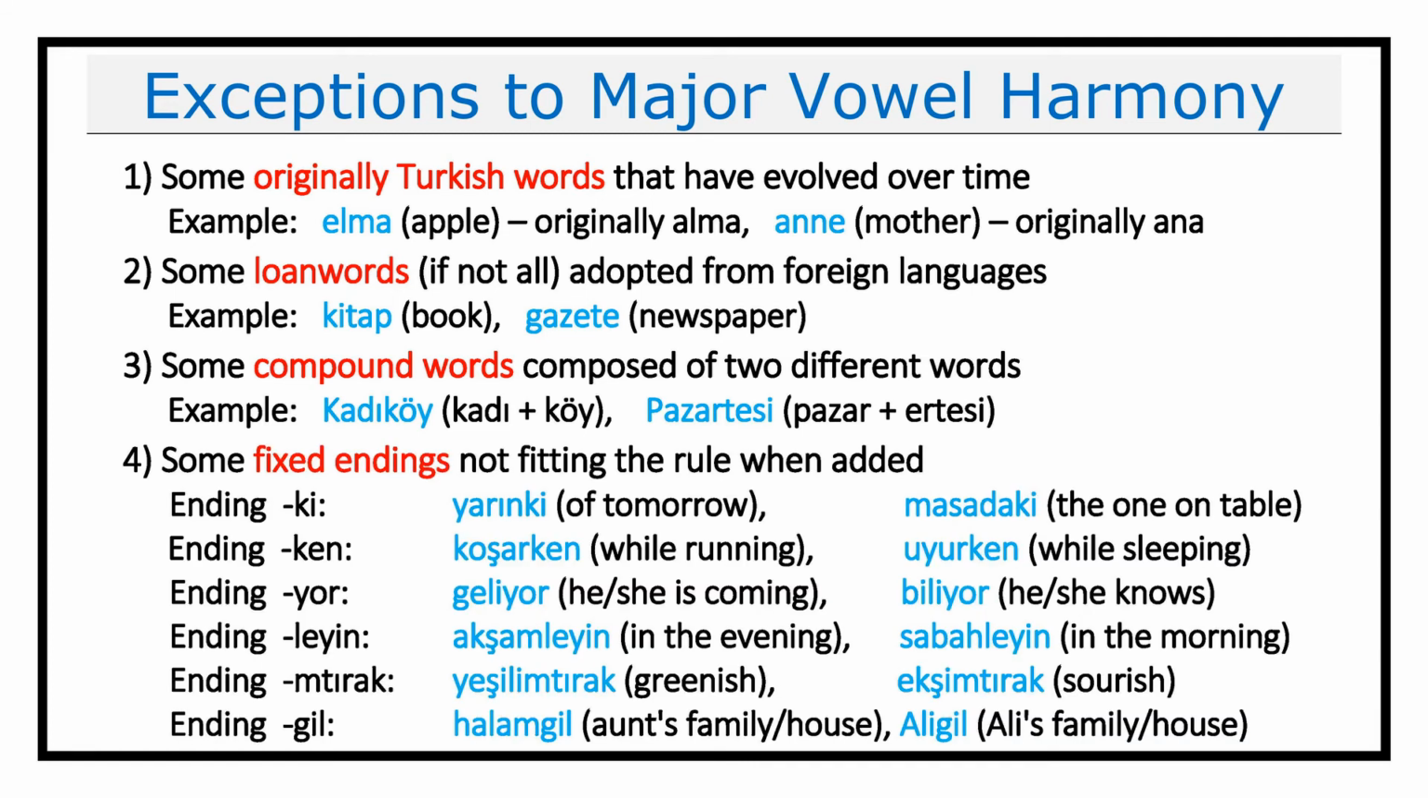Finally, there are some fixed endings in Turkish language that violate the major vowel harmony when they are added to the word. I will not go over all of them in detail, but let's take the second one, the ending ken, which adds a meaning of while. So if you want to say while running, you would say koşarken. If you want to say while sleeping, you would say uyurken. And in both cases, we have the violation of the major vowel harmony because hard vowels are followed by a soft vowel at the end.